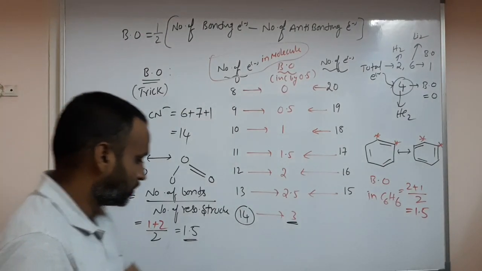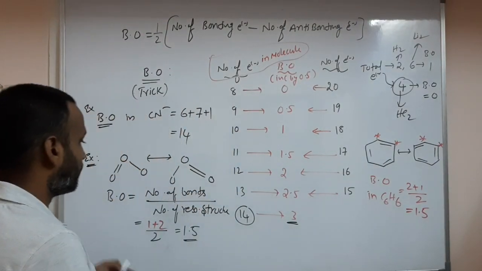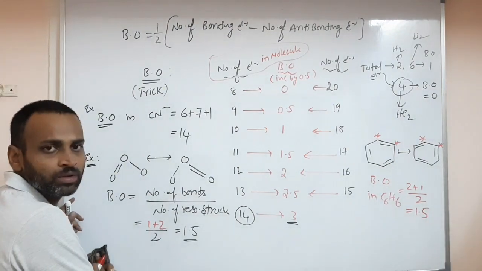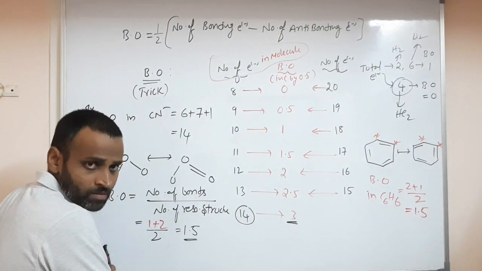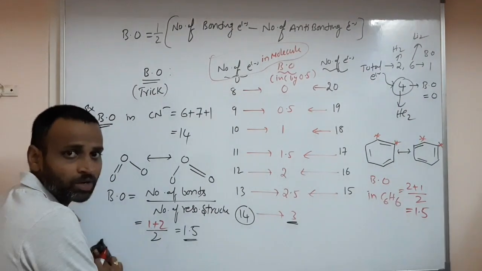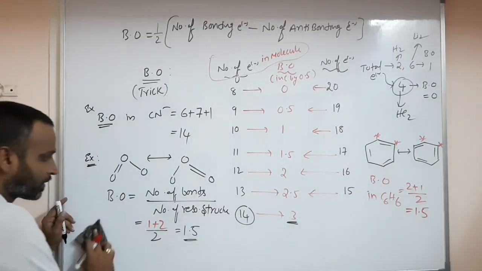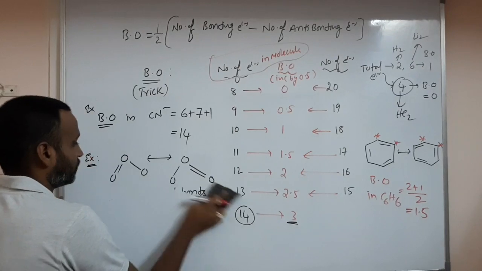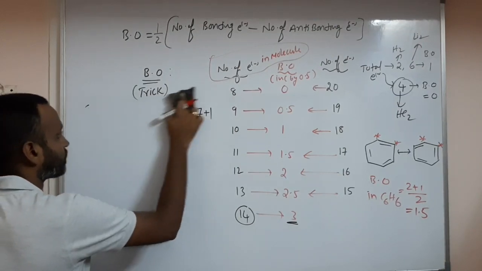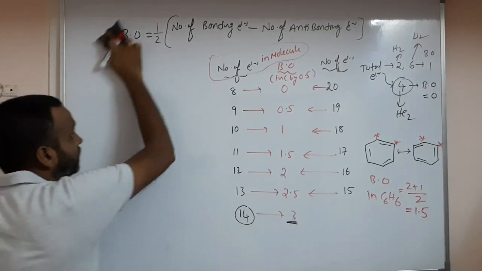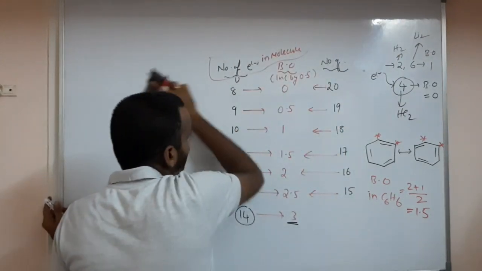Okay, so this is one of the important simple ways to find the number of bonds. Number of bonds is nothing but what? Bond order. Please write down all these things. Okay, so hope you completed all these things. So how to find bond order?